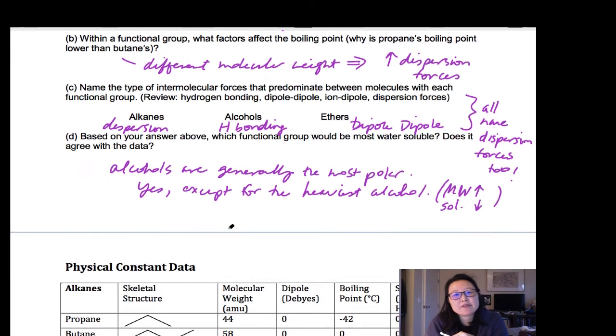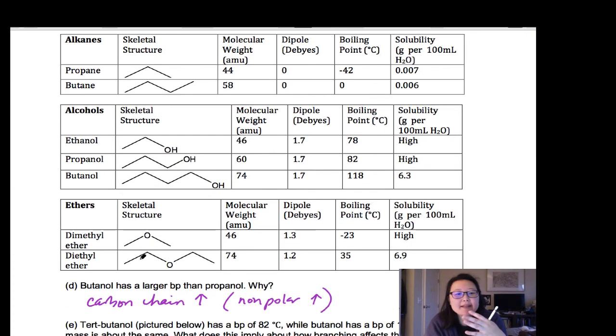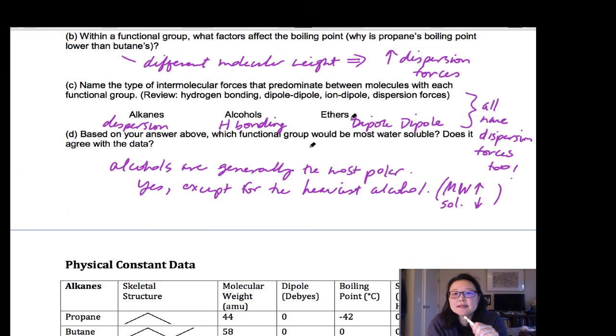Name the type of intermolecular forces that predominate between molecules within each functional group. So alkanes are nonpolar, so they're dispersion, because they have C-C bonds and C-H bonds. Alcohols have the OH bonds, which make them very polar, so they undergo hydrogen bonding. And ethers have a CO bond, which is pretty polar, but they also have carbon-hydrogen bonds and sometimes carbon-carbon bonds. So those parts can make them nonpolar. So I would say dispersion forces apply for all of them, but especially for alkanes, and for ethers, dipole-dipole and dispersion forces.